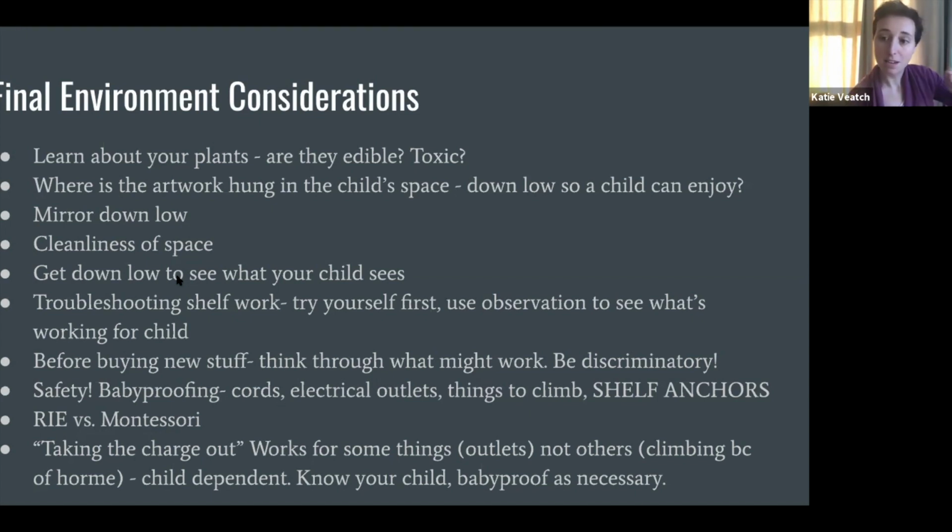And if it becomes a thing for them and they can't stop with the electrical cords, then you can put a block on it. I'm a big fan of taking the charge out of it. Okay.